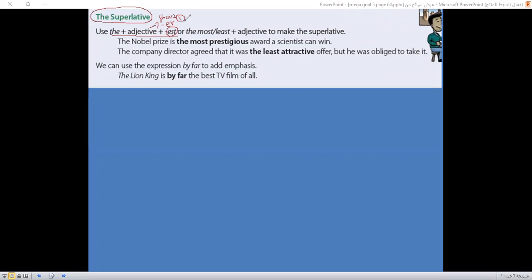I use the superlative to say that something is the best or the highest in the class or in anything. The second form is when I have the most or the least, which equal what? Most equals more in the comparative form, and least equals less in the comparative form. And then I have the adjective. So, for example, the Nobel Prize is the most prestigious award. Prestigious is a long adjective, so that's why he said the most. Also here, attractive is a long adjective, that's why he used the least.